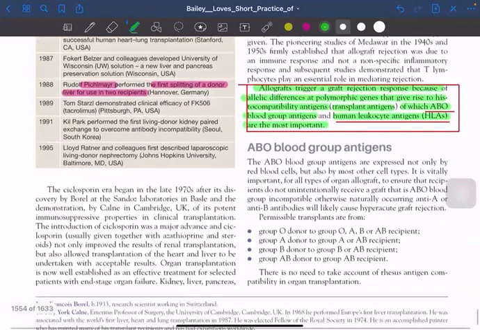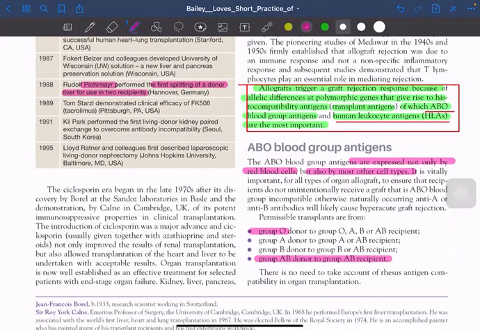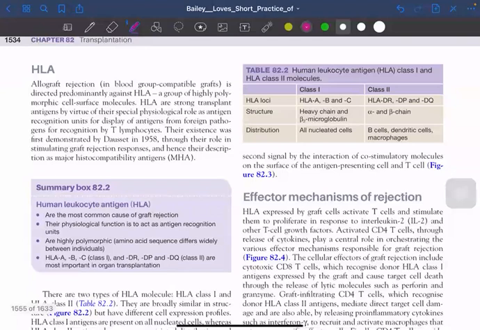ABO group antigens are not only expressed by the red blood cell, but also by most of the other cell types. Group O is the universal donor. Group AB are the universal recipients. And most importantly, there is no need to take account of rhesus antigen compatibility in organ transplantation. Let's look at the further part.